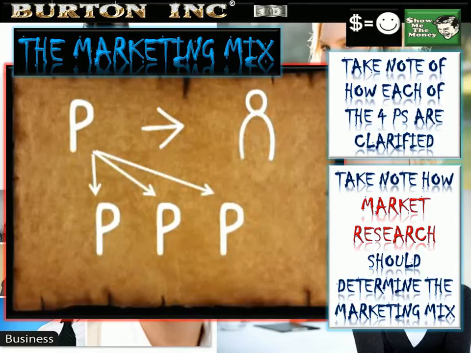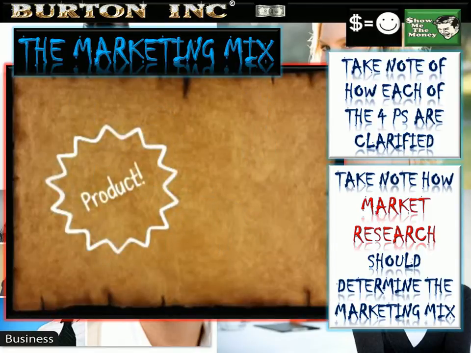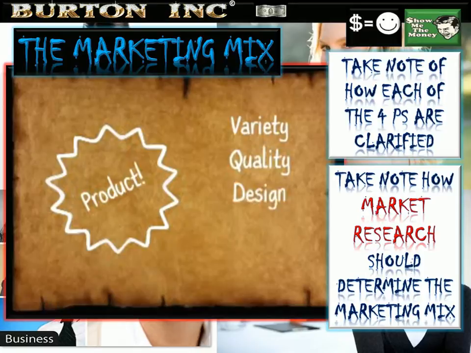The first P is product. This is what you're selling, be it a pot scrubber, ebook, or car detailing service. But it's not just the item or service itself that's included in the product P. It's also the different varieties of your product, the quality of it, how it's designed, packaged, and branded. Anything that adds value to your product, any reason a customer might want to purchase it, is part of the product. Obviously, it's pretty important.